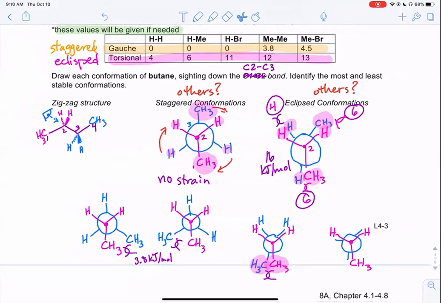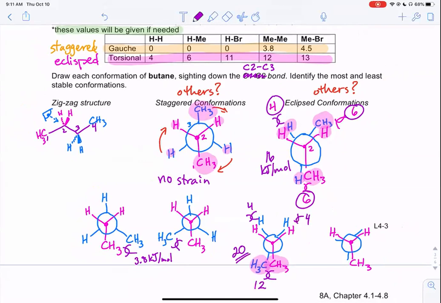We're going to be looking for our methyl-methyl interaction. That's an eclipsing interaction that costs, whoa, 12 kilojoules per mole. That's crazy. And then each of these hydrogens bumping into each other costs us 4. So the total energy for this conformation is 12 plus 4 plus 4, which is 20. I'm just going to write the number 20 instead of adding the units.